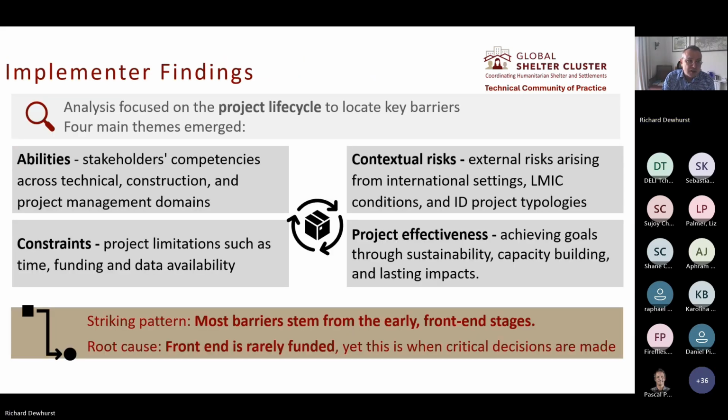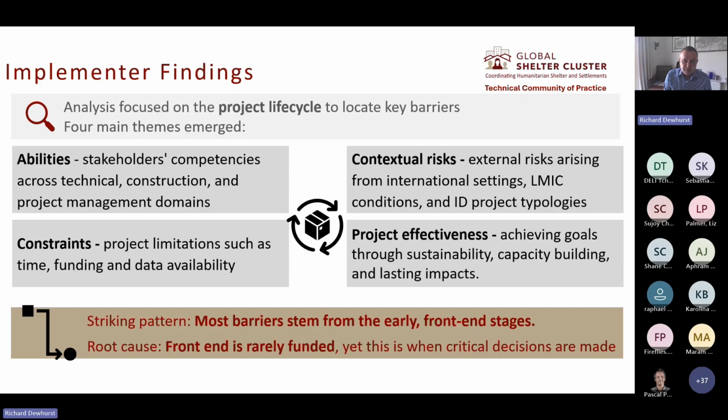So from the implementers and funders, four main themes emerged. So firstly, the theme of abilities, which included three main types. So we had technical competencies like civil engineering knowledge, construction skills and construction knowledge covering more practical aspects, such as managing contracts and planning construction activities, and project management skills. So this includes managing stakeholders, managing risks, managing costs.